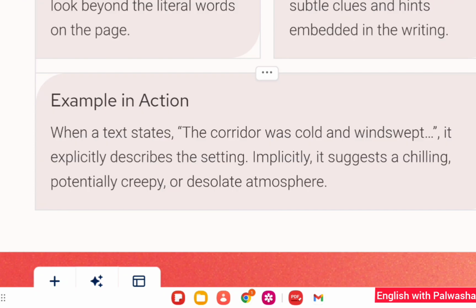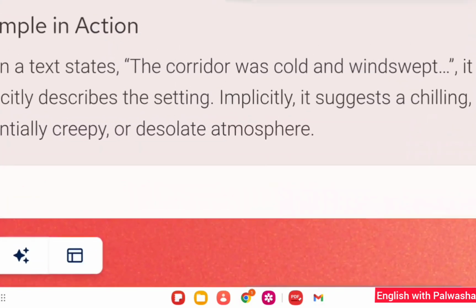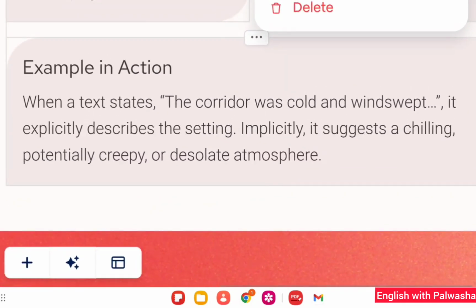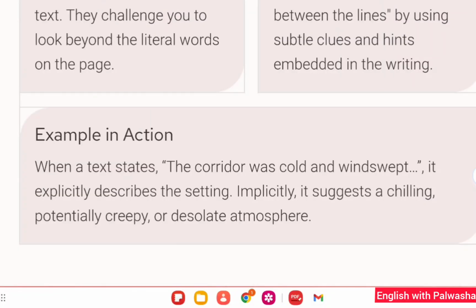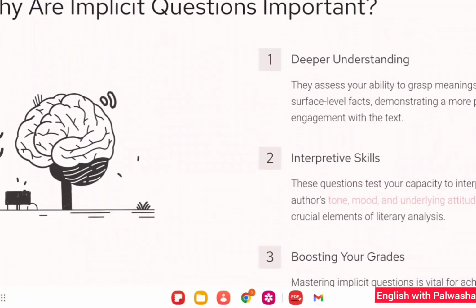And this is how you will be explaining the implicit questions. Implicitly it suggests a chilling. You have to explain in detail the detailed meaning of it, like whatever you are seeing on the screen. Implicitly it suggests a chilling, potentially creepy or desolate atmosphere, not like explicitly describes the setting. Explicitly, of course, that's fine, but whatever implicit, whatever deep meaning it has, you have to explain that. Moving on to the next slide.